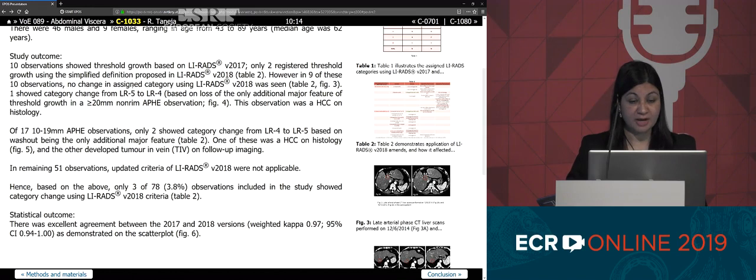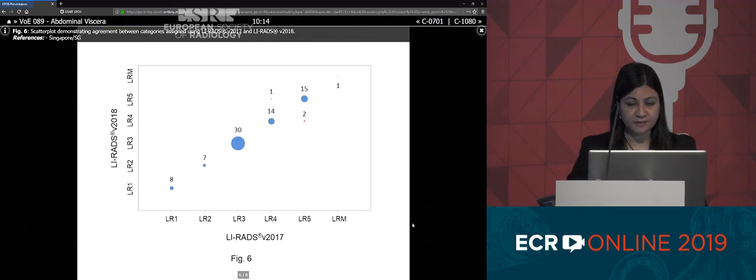Based on the above, only 3 out of 78 observations included in the study showed a category change, so only 3.8%. And if you were to cast an eye on the scatter plot, which beautifully demonstrates what happened in this study, the vast majority of observations did not change. And we have just 3 outliers, so 3 out of 78 observations showed a category change.